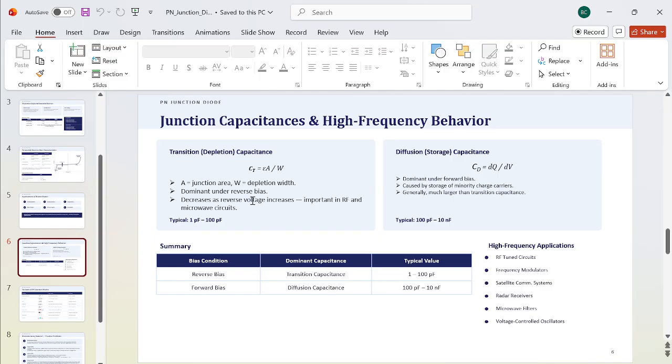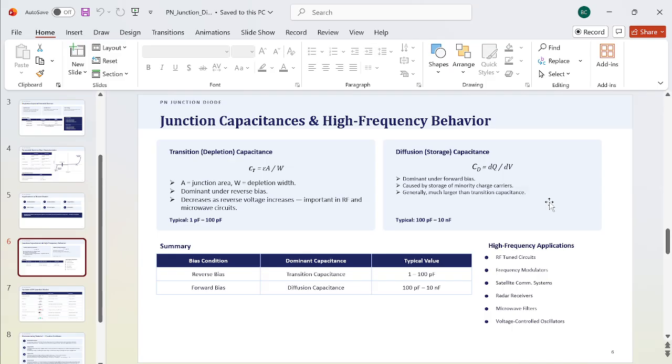So this transition capacitance is a voltage variable capacitance. It depends upon the amount of reverse bias applied across the p-n junction diode. As you increase the reverse bias, the transition capacitance decreases, and this important capacitance property of the p-n junction diode is useful in RF and microwave circuits. Now the typical value of this junction or transition or depletion region capacitance lies in the range 1 picofarad to 100 picofarad. Now the other type of capacitance is known as diffusion or storage capacitance, which is mathematically given by dQ over dV.